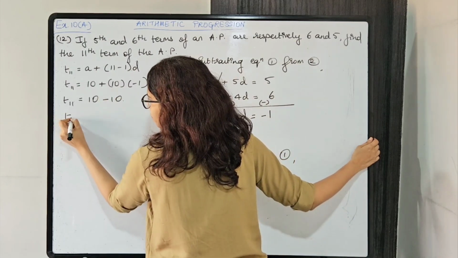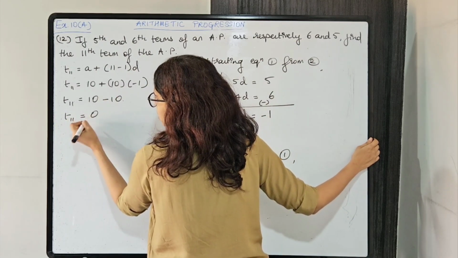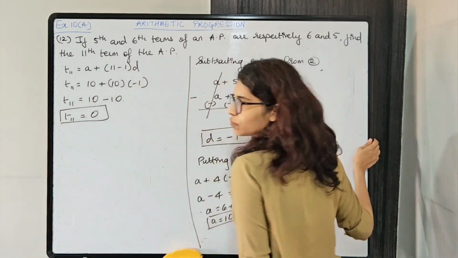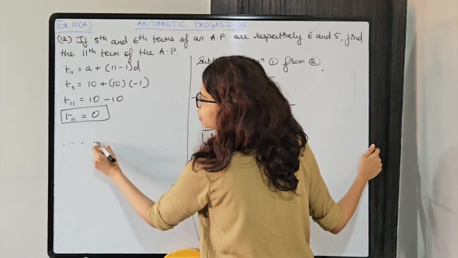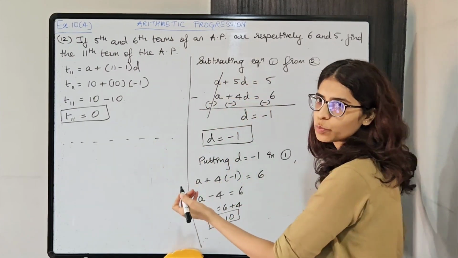Okay. So 10 minus 10 is 0, 11th term is 0. Okay. Don't forget to box the value and write down the final statement. The 11th term of the AP is 0.